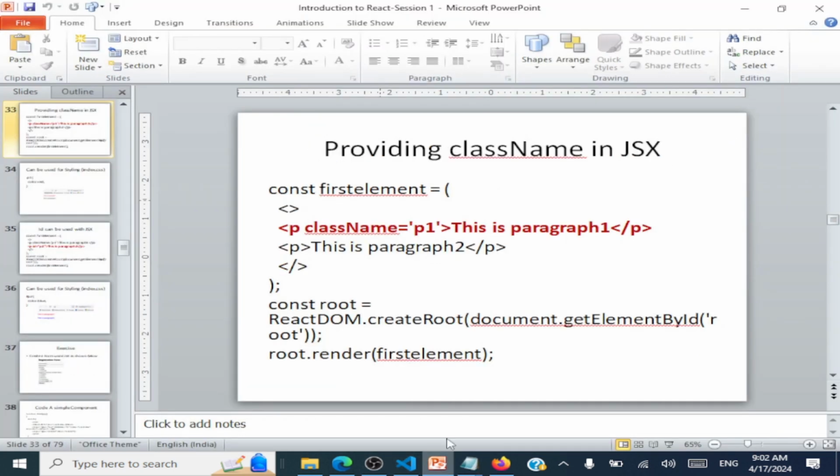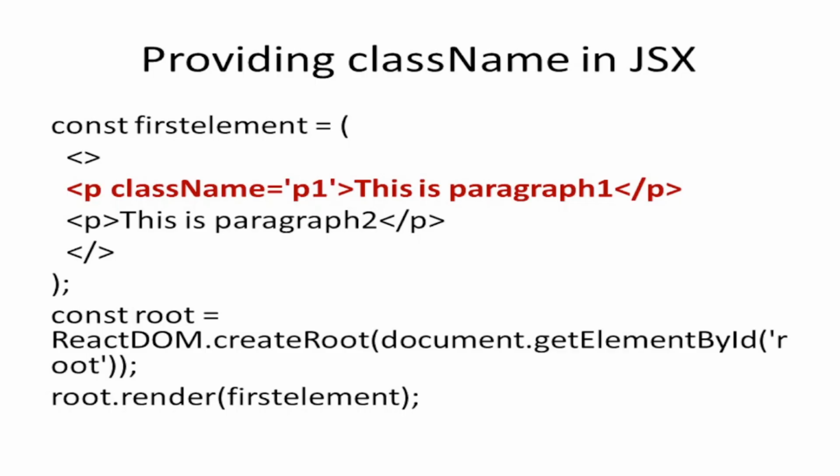What next we have? The next thing we are going to do is add some styling. We can add CSS to our web page, right? How to add that is we use class name. In CSS, we use class. What is the use of the class attribute? We give a class name and use it. Here you can't use class, we have to use className instead of class.